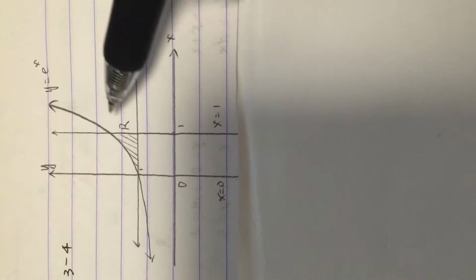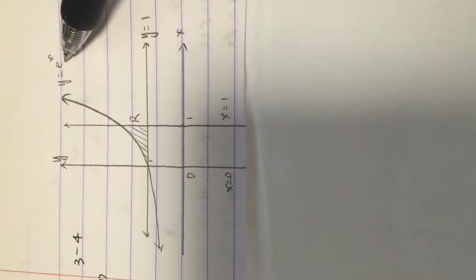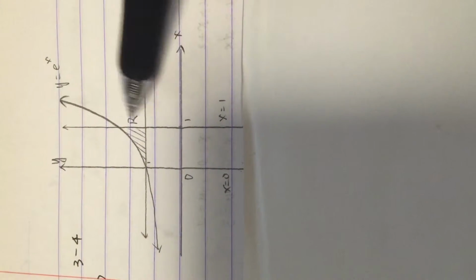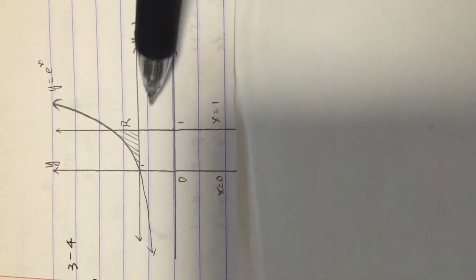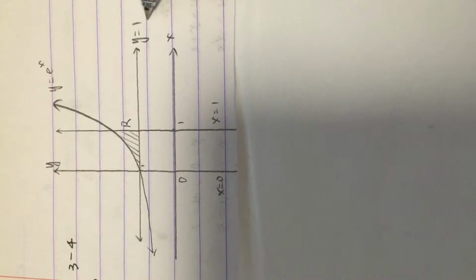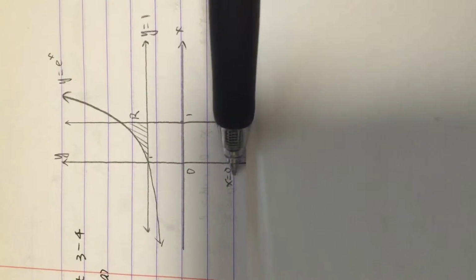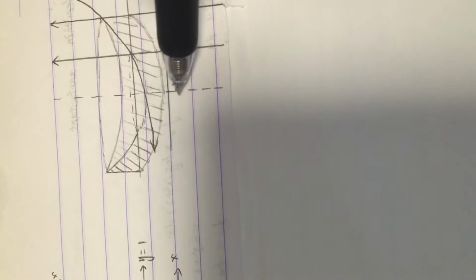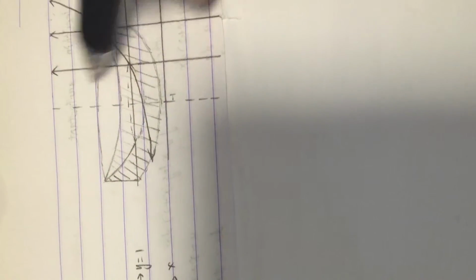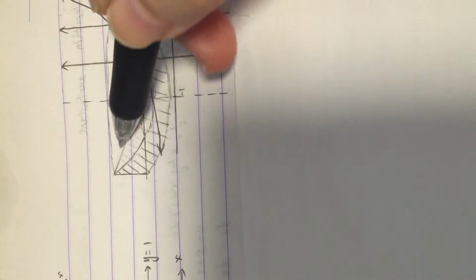For the next question, region R will be the area bounded by y equals e to the power of x, line y equals 1, and, sorry, that would be x equals 1, and the y-axis. Then it is rotated around line x equals minus 1. That looks like you dig a hole in here and here.